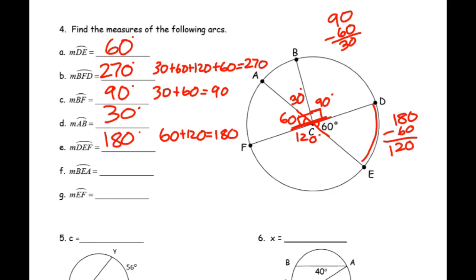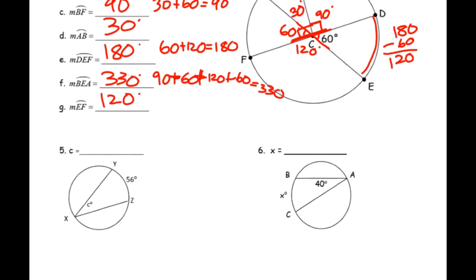BEA adds up 4 big angles, 90 plus 60 when you're going towards B to E. And then from E to A adds 120 plus 60. So you add all that up, B to E to A, and you get 330 degrees. EF matches the central angle of 120 degrees. Alright?